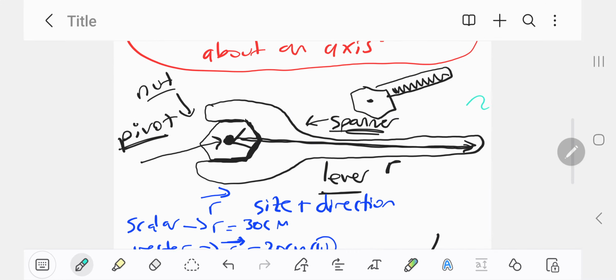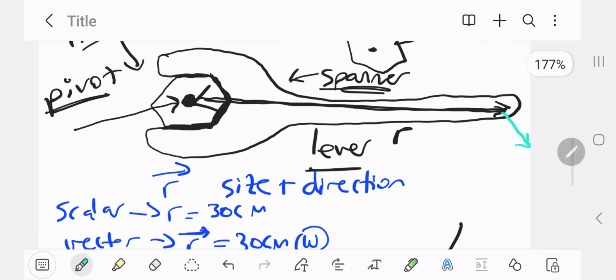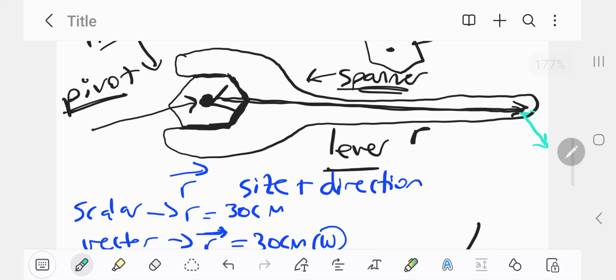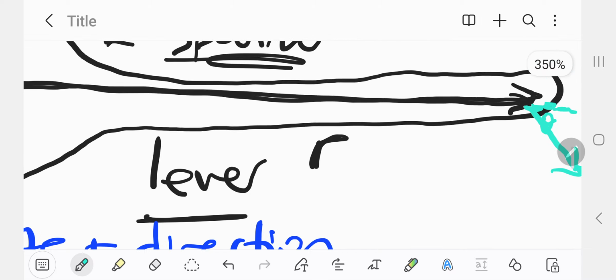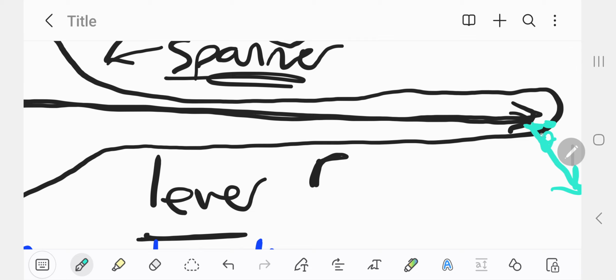Okay, suppose I apply a force at some angle theta to the horizontal. Let's say the horizontal is established by the line where the lever vector is acting along. So that's theta here. Let me zoom in a bit. It's getting a bit messy. Okay, this line here, that's the horizontal.